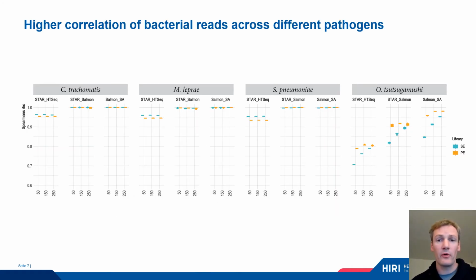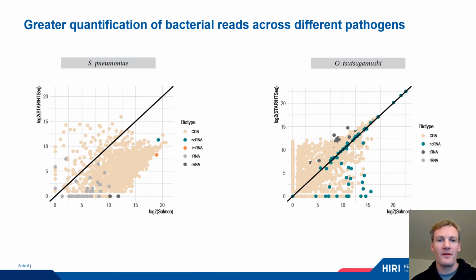To ensure the previous results were not restricted to model bacteria, such as Salmonella, we examined other publicly available dual RNA-seq data containing more diverse bacteria. As you can see here, we've got Chlamydia trachomatis, Mycobacterium leprae, Streptococcus pneumoniae, and Orientia tsutsugamushi. We've got the same trend with the 2 Salmon methods outperforming STAR and HT-seq, and this is extremely evident with the Orientia dataset. So this is the public data, not the simulated data.